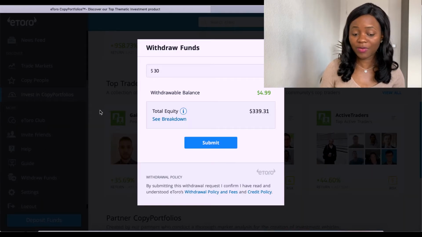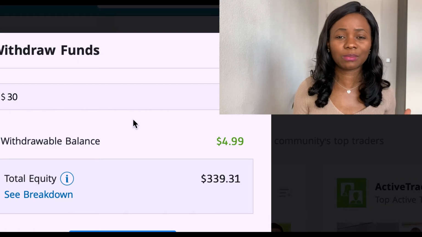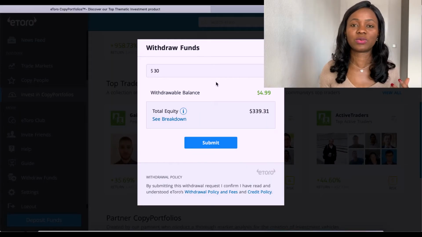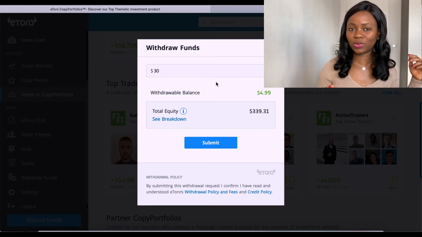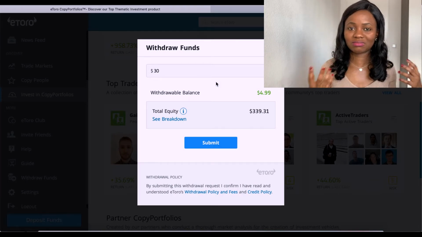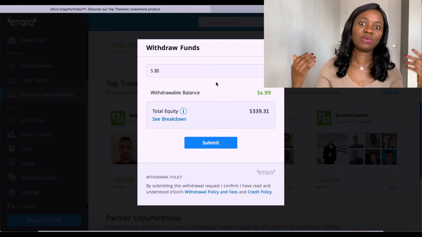For example, if I want to withdraw my funds with eToro, they would ask for, I think, $5 per withdrawal you make. So you don't want to make withdrawals that don't make sense, because it would cost you more to withdraw, like with $5. You want to withdraw something that really makes sense.